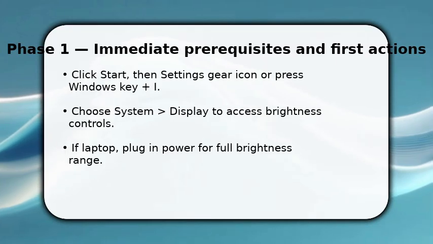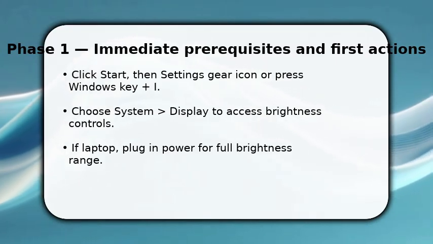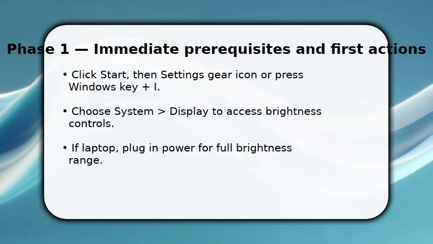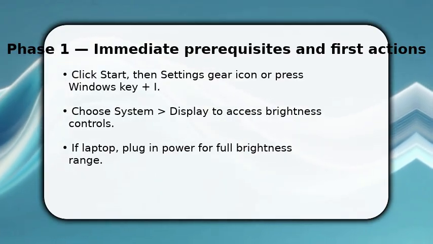Enjoy the video. You'll start in Settings, open System Display now. Once done, locate Brightness and Color near the top. This is where you control screen light.